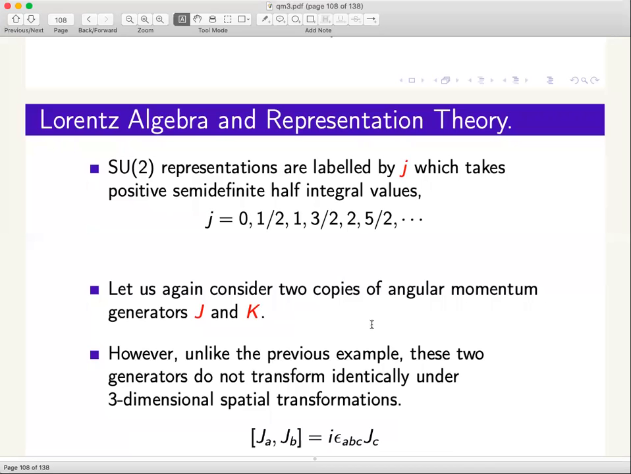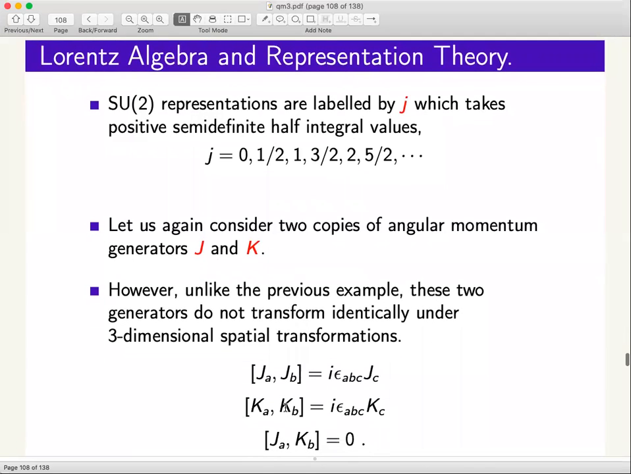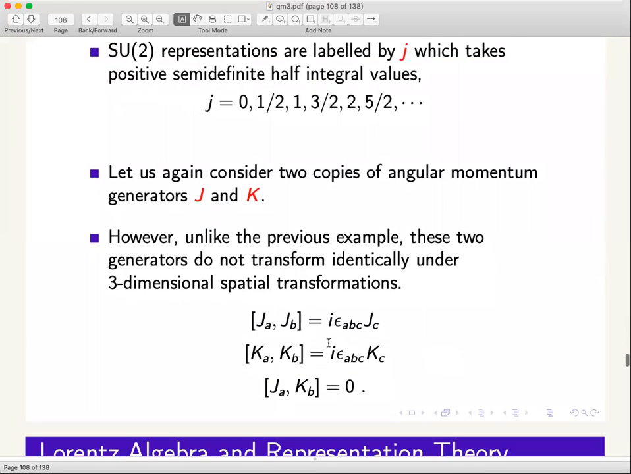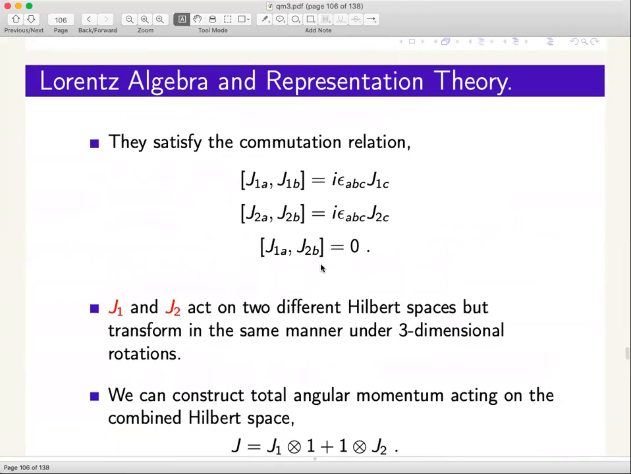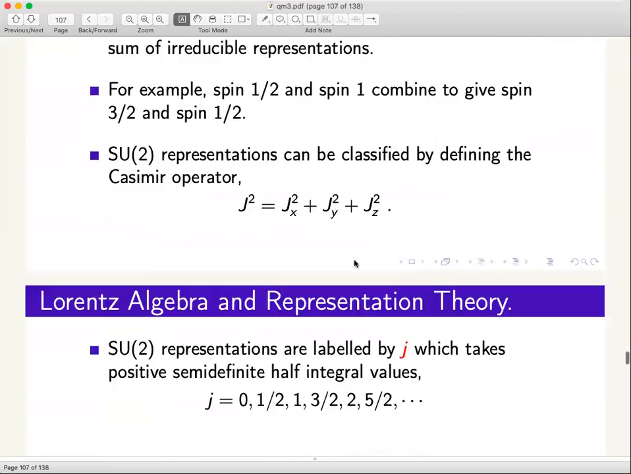Nevertheless, the algebra that they satisfy is the same, namely [J_A, J_B] is i epsilon ABC J_C, [K_A, K_B] is i epsilon ABC K_C, and [J_A, K_B] is equal to 0. This is pretty much what we did with J1 and J2 also.